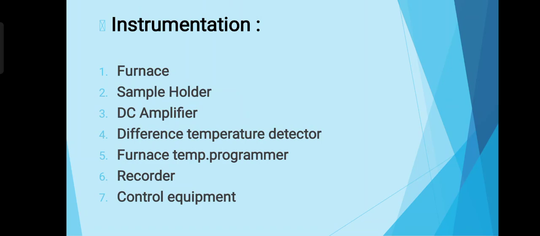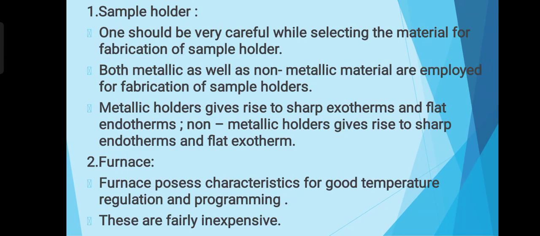Now see instrumentation. First furnace, second sample holder, third DC amplifier, fourth difference temperature detector, fifth furnace temperature programmer, sixth recorder, and seventh control equipment. First one, sample holder. One should be very careful while selecting the material for fabrication of the sample holder. Both metallic as well as non-metallic materials are employed. Metallic holder gives rise to sharp exotherm and flat endotherms. Non-metallic holder gives rise to sharp endotherm and flat exotherms.